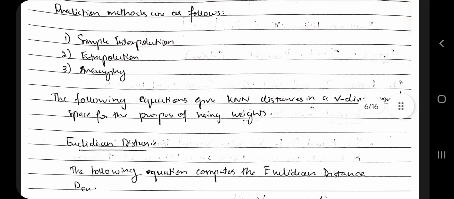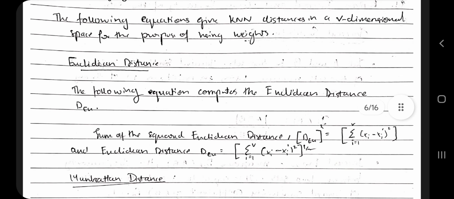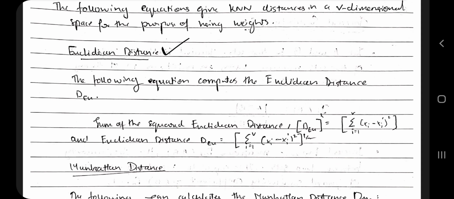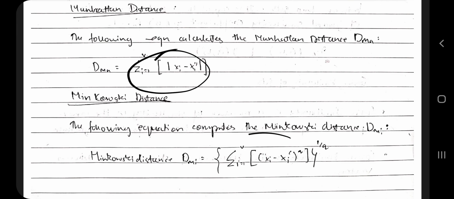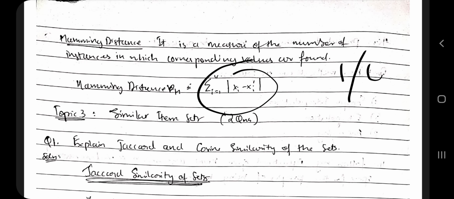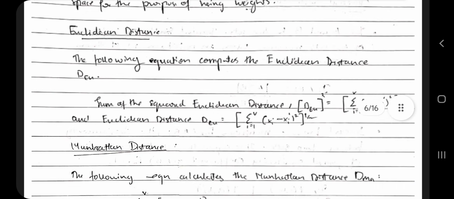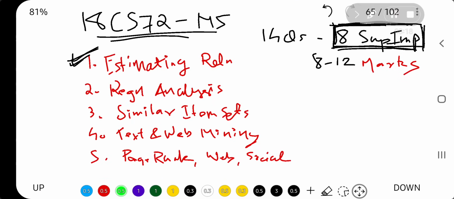For finding out the distances, we will be using 3 or 4 methods. Before that, you need to know the prediction methods: simple interpolation, extrapolation, averaging. These are the 3 methods you will be using for prediction. And the equations for finding out the distances are Euclidean distance, here's the given formula; Manhattan distance, here's the given formula; Minkowski distance and Hamming distance. Okay, this is for the binary values. Hamming distance is for 1 and 0. Okay, don't write it for the actual data. So these are the things which are important in the second topic. Let's have a tick mark at that. Regression analysis, 3 questions. It's actually not 3 questions.